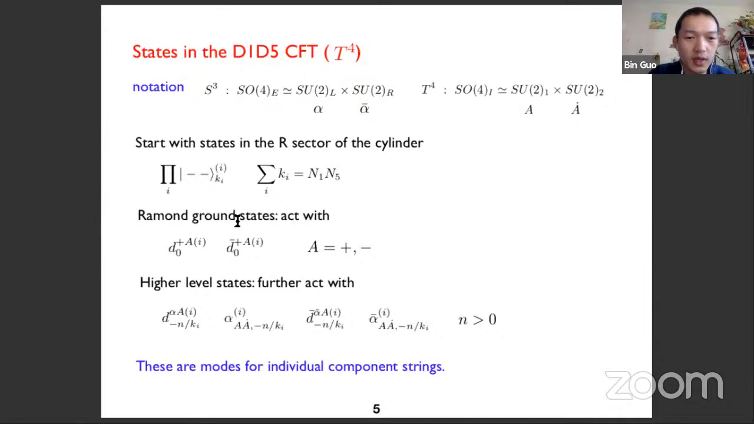To find all the ground states, we can act with the fermionic zero modes, the D0 modes. The A can be plus or minus for each copy. And to find all the higher-level states, we can further act with the positive modes for each copy. You should notice that these are the modes for individual component strings, so they are the modes for copy i.